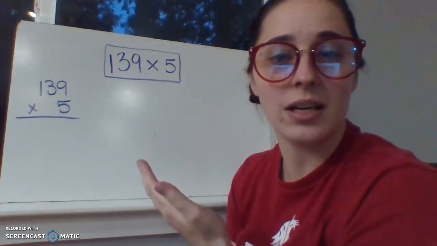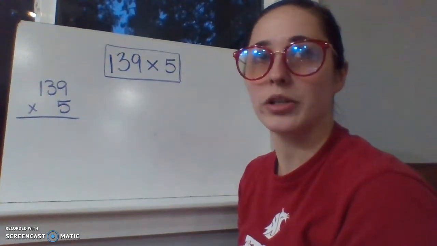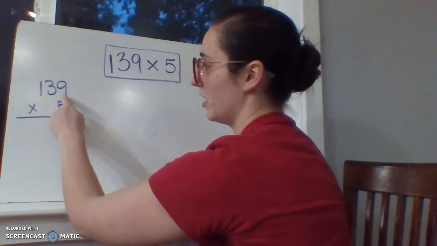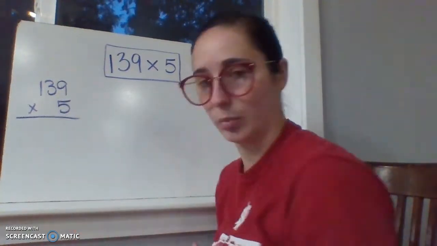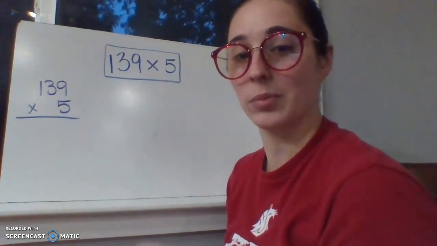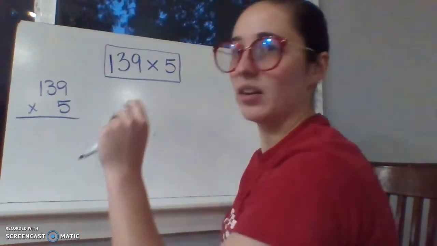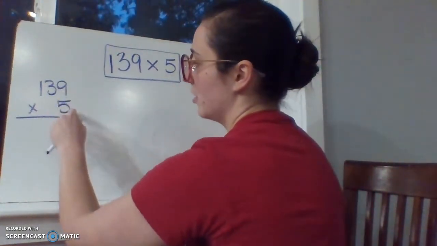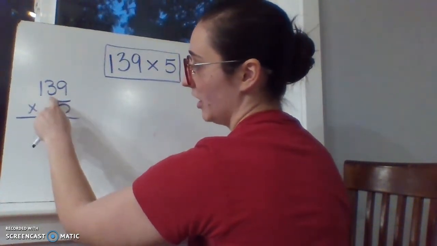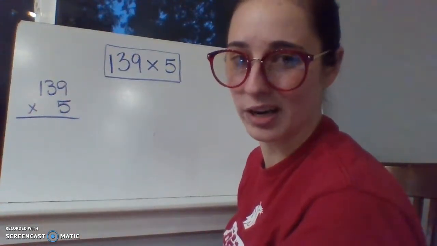When we use the expanded version for the standard algorithm for multiplication, essentially what you're doing is multiplying this number with each one of these numbers, finding those products, and then adding them up at the end. So I'm going to show you what that looks like. But what we need to do is find the products for each one of these number pairs. So I'm going to do 5 times 9, 5 times 30, and 5 times 100. And then I'm going to add up all the answers I get, okay?